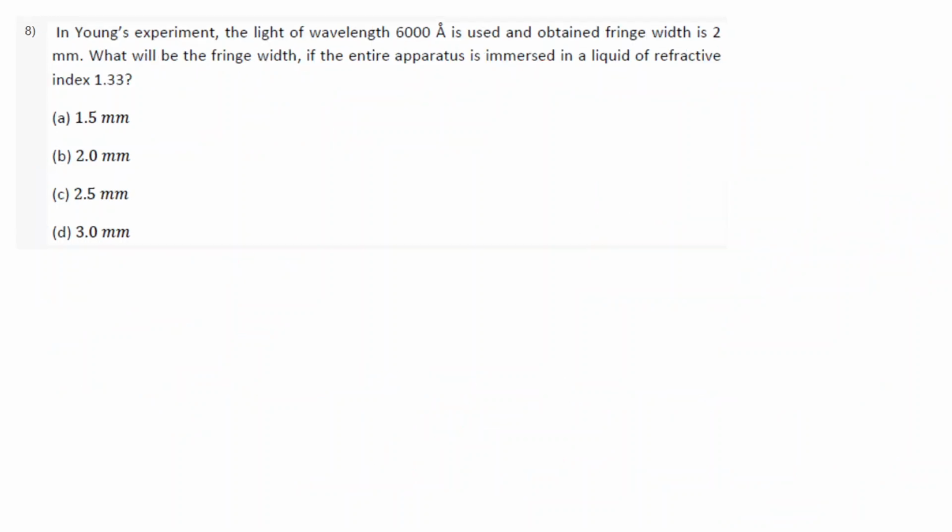Okay. Now question number 8. This is again Young's double slit experiment. The question is, in Young's double slit experiment, light of wavelength 6000 angstroms is used, and the obtained fringe width is 2 mm. So fringe width is given to be 2 mm. What will be the fringe width if the entire apparatus is immersed in a liquid of refractive index 1.33?